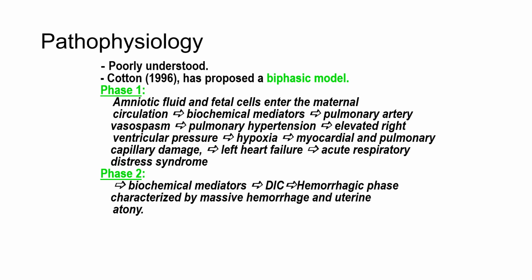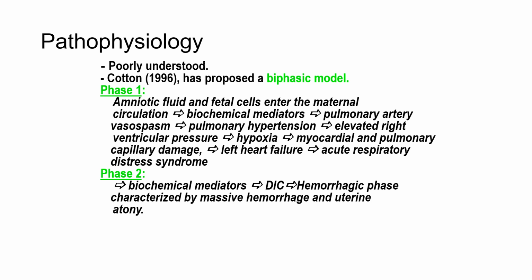When it enters the maternal circulation, it will produce certain biochemical mediators in the maternal circulation. Like when you are allergic to something and that substance enters the body, it will produce certain antibodies. In the same way here, certain mediators get generated in the maternal circulation. And these mediators will produce pulmonary artery vasospasm, that is, a constriction of the pulmonary artery.